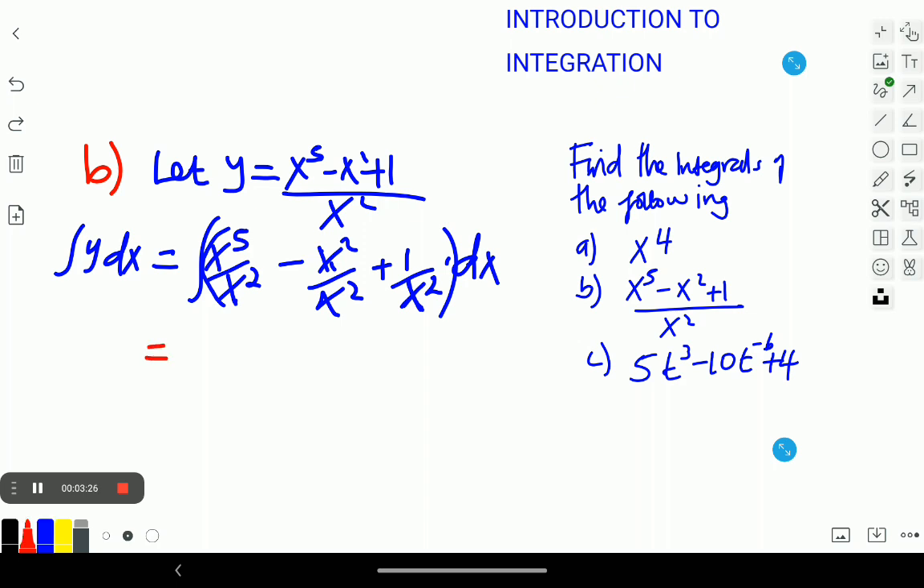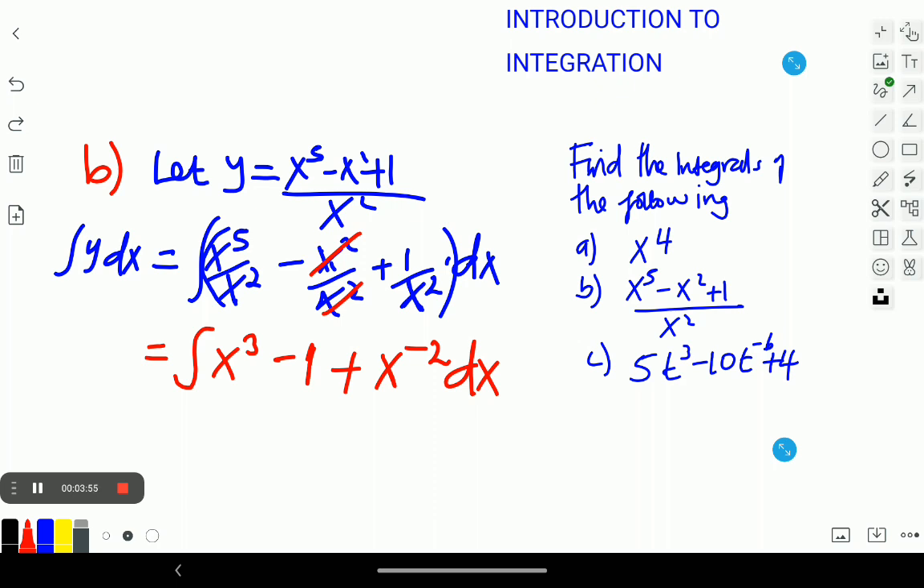Here, using the index formula, we shall have the integral of x power 5 over x squared, which becomes x power 3, minus x squared over x squared. So you reduce and then you get minus 1. And then this one, if you simplify, will be plus x to the minus 2, then plus c.